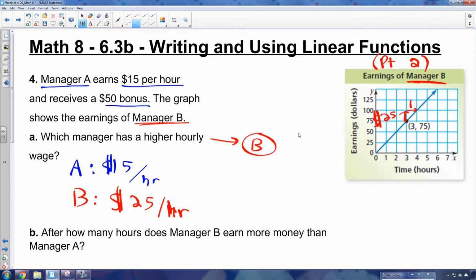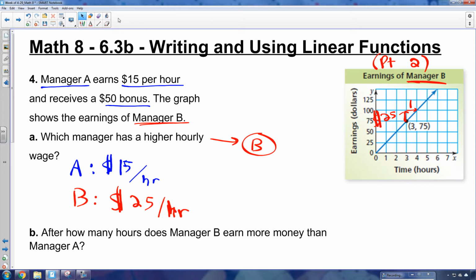He makes $10 more an hour. Sorry about my 15. It kind of looks like it's part of my dollar sign. So I'm just going to change that quick so it's obvious. He makes 15 an hour. So that wasn't bad. We're just comparing two different functions. They're both linear. We're trying to figure out who's got a better deal.